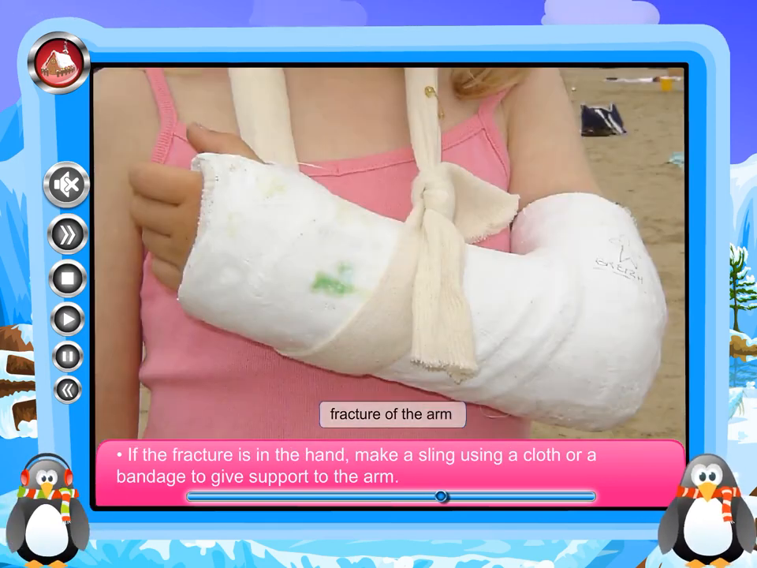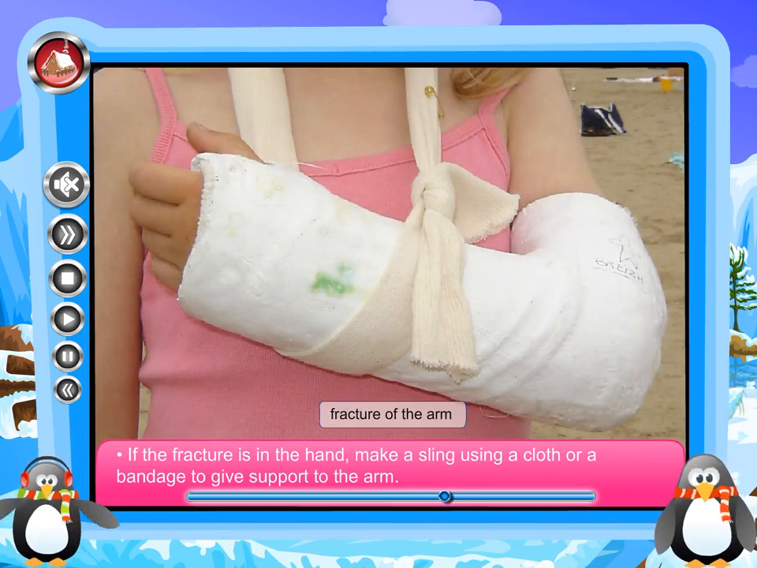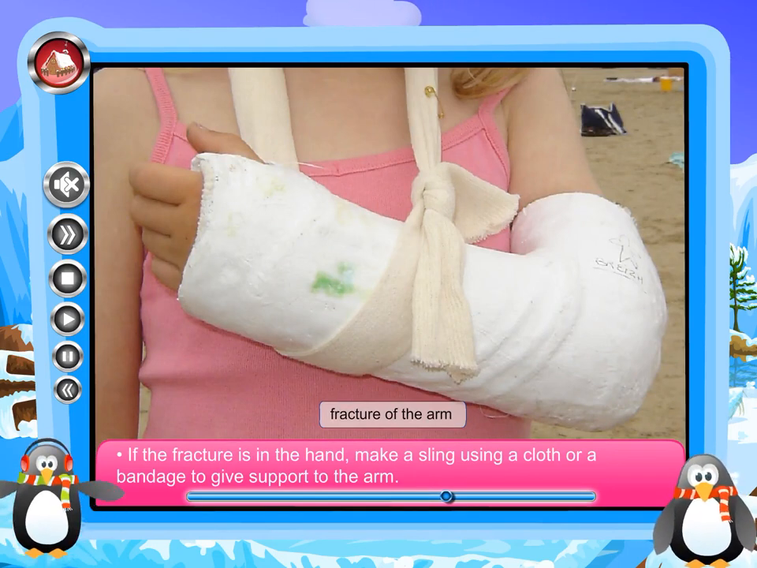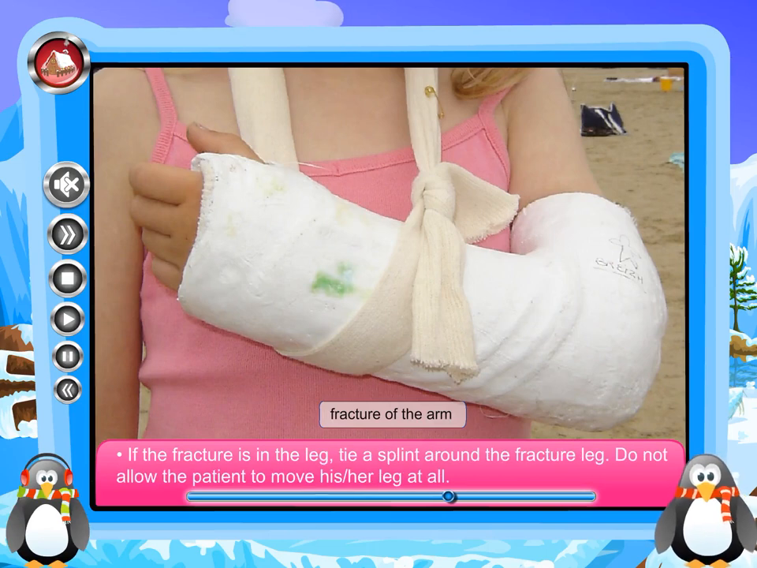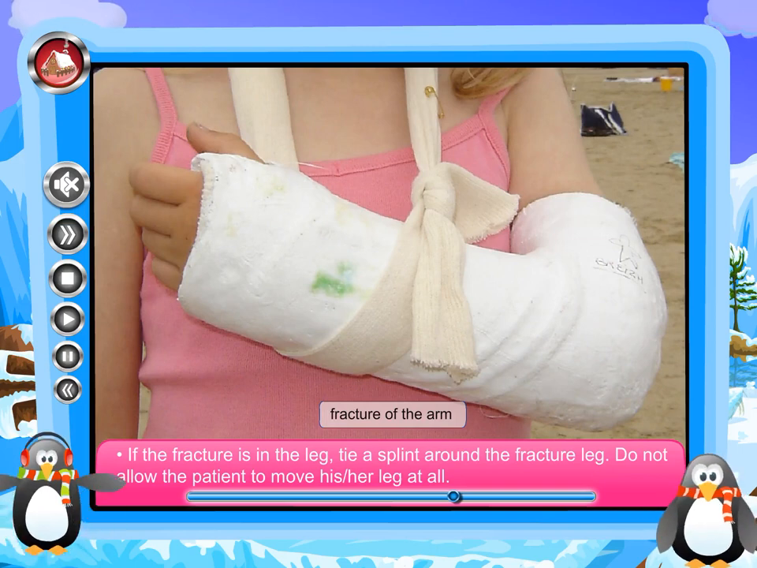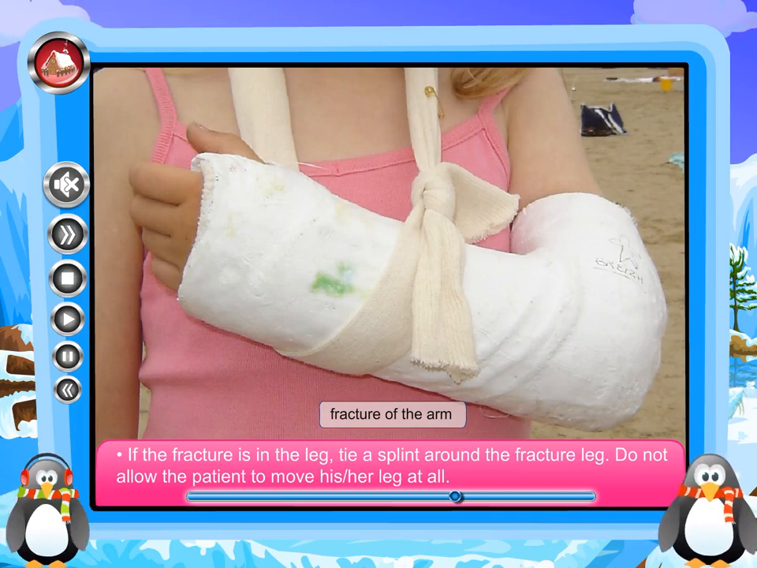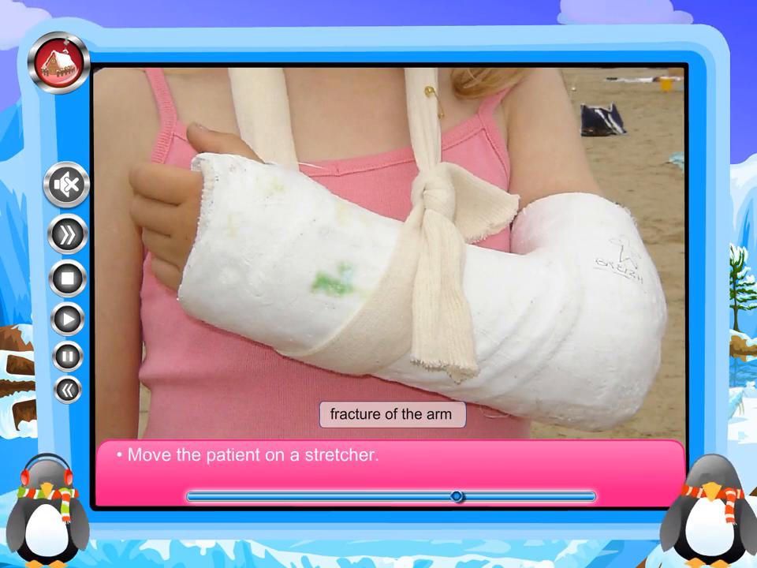Tie a splint which extends above and below the fractured bone to give support to the broken bone. If the fracture is in the hand, make a sling using a cloth or a bandage to give support to the arm. If the fracture is in the leg, tie a splint around the fractured leg. Do not allow the patient to move his or her leg at all. Move the patient on a stretcher.